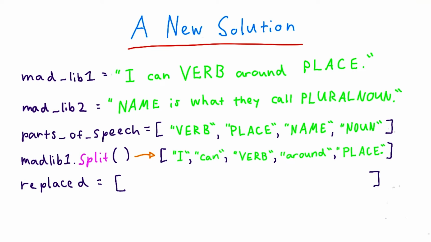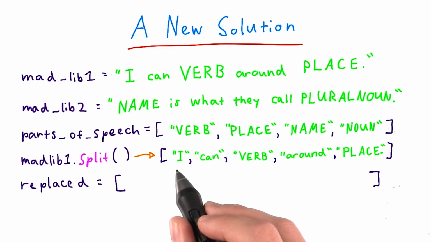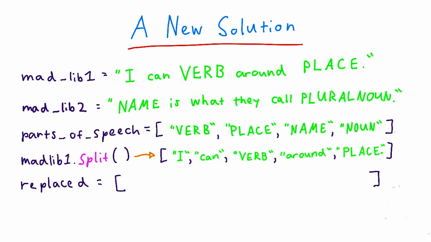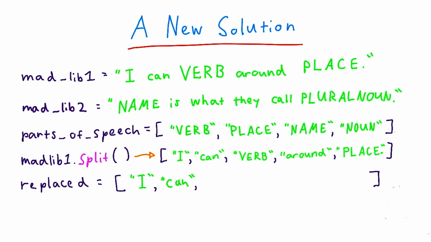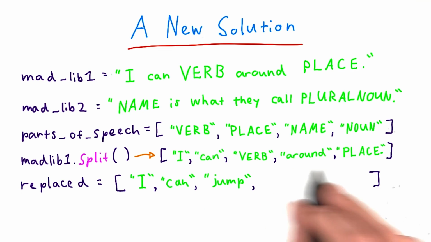So let's run through an example using the split madlib1. So the first thing I look at is this string I. Is this in parts of speech? No, it's not, so I'll add it to replaced. Next, I look at can. Is this in parts of speech? It isn't, so I'll add it to replaced. Now I look at verb. Is this in parts of speech? It is. So I'll prompt the user to give me a verb, and let's say I put in jump. I'll now add that to replaced. Since around isn't in parts of speech, I'll now add that to replaced.